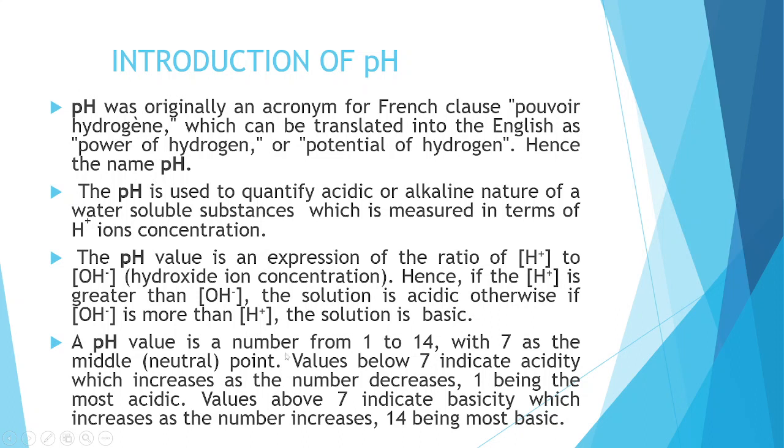The pH value is denoted by a number, and we consider it from 1 to 14, with 7 as the middle or neutral point. Values below 7 indicate acidity, which increases as the number decreases. That is 7, 6, 5, 4, 3, 2, 1, with 1 being the most acidic. Values above 7 indicate basicity. That is 8, 9, 10, 11, 12, 13 and 14, and 14 being most basic.